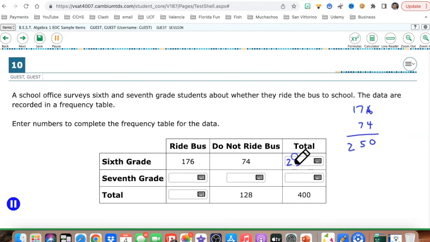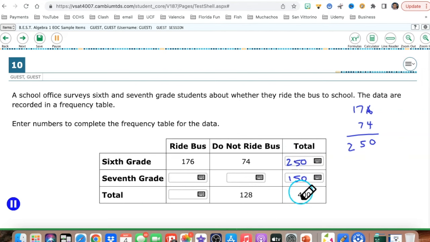So this is 250. All right? I don't have anything here. I have 2 values here. I can find either this value or let's find this one over here. So 250 plus what value gives me 400? So 400 minus 250 is 150.